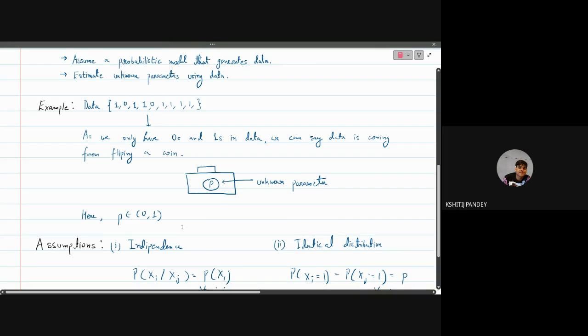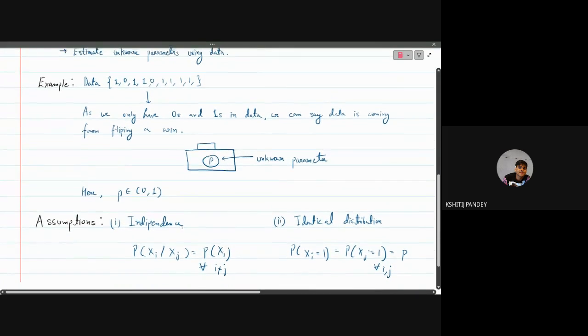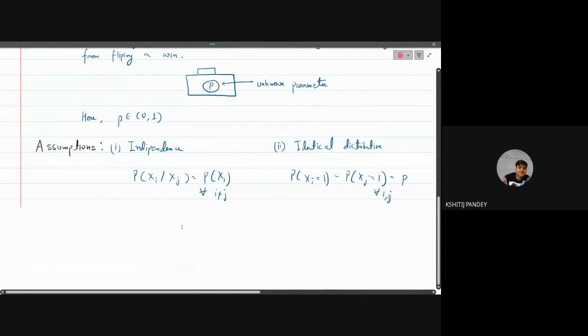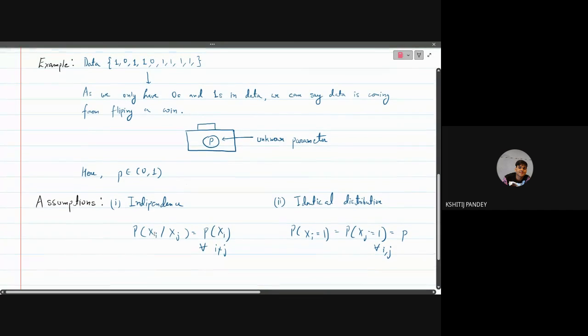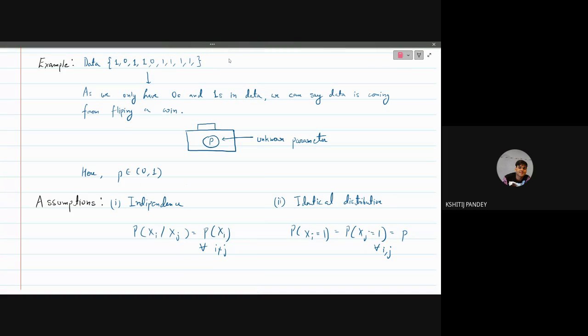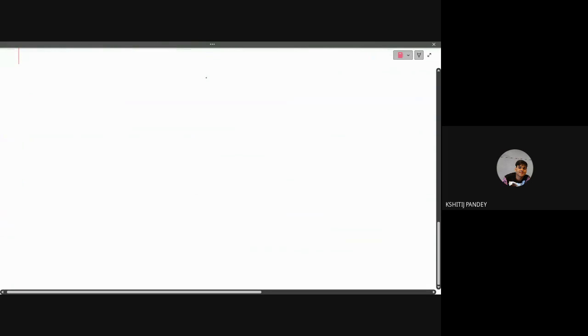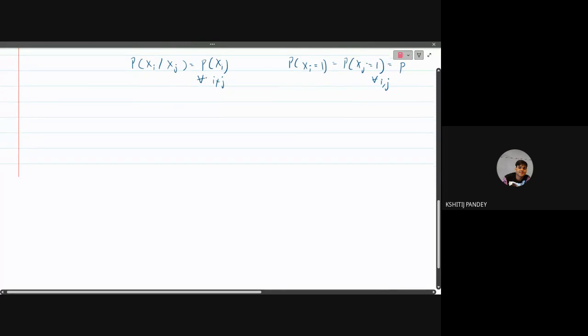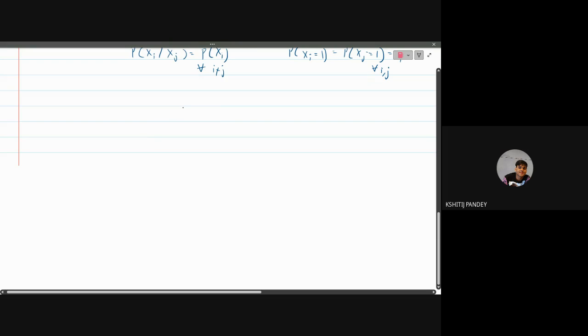Okay, let's go ahead. So now the question is, how do we find the value of p which is best in a way? For that, we'll be using the likelihood function. So let's talk about the likelihood function now.